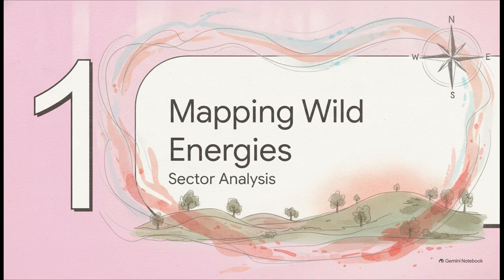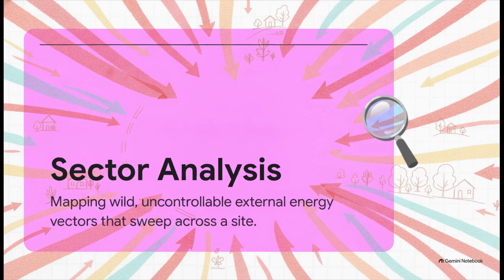Part 1. Mapping wild energies. So first things first, we have to realize that a property is never just a blank slate. It is a highly dynamic space, getting constantly bombarded by powerful external forces. To actually understand a site, we rely on a fundamental tool, sector analysis. Basically, this is the identification and mapping of wild, completely uncontrollable external energy vectors, things like sun, wind, and fire, that are sweeping across your site from the outside. Think of these as invisible arrows shooting directly through your property.